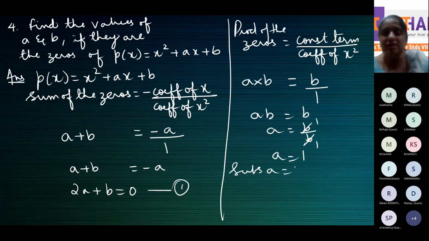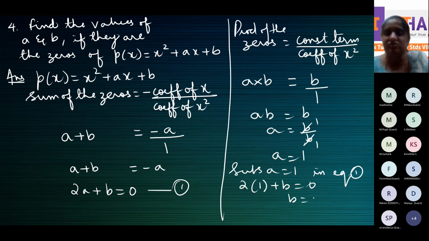Substitute A is equal to 1 in equation 1. So what you get? 2 into 1 plus B is equal to 0. So B is equal to minus 2. So we found the values of A and B.